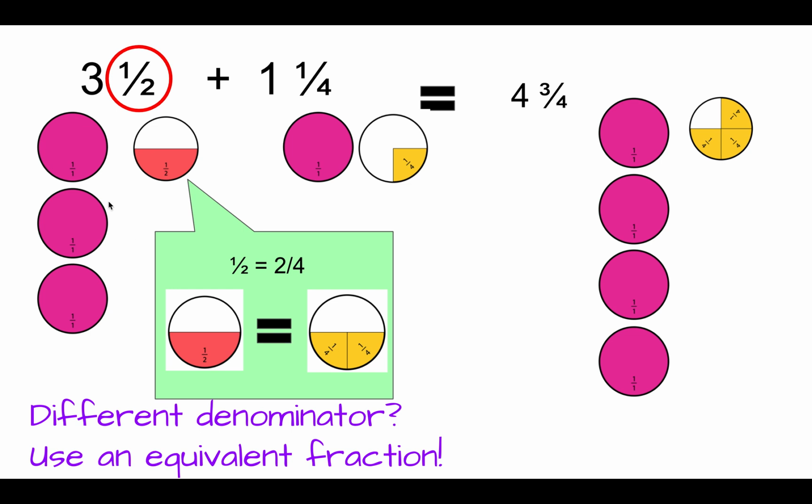So now I can easily add 3 wholes plus 1 whole is 4 wholes, and then 2/4 plus 1/4 is 3/4. So when we use an equivalent fraction, this becomes pretty easy. So I did 3 2/4 plus 1 1/4 equals 4 3/4, because I know that 2/4 is the same as 1/2.